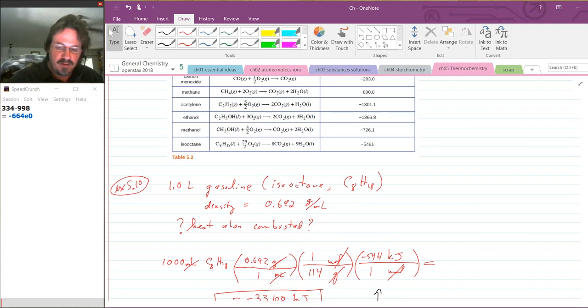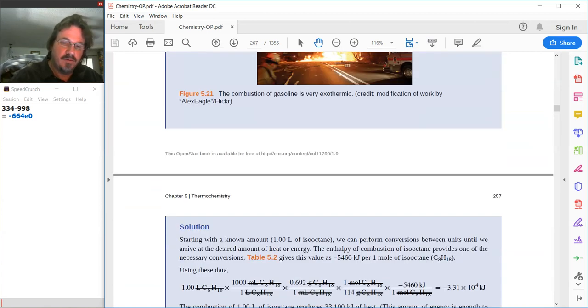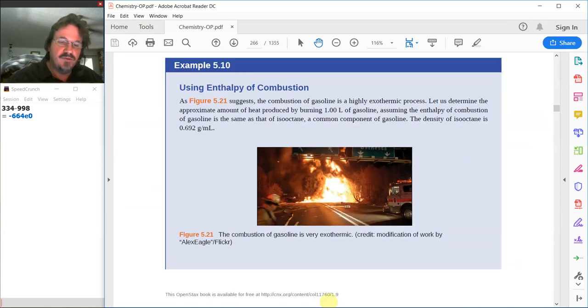So example 10. Scroll ahead here. It says use figure 21, or as figure 21 suggests. Alright, here we have a big burn going on the road. Gasoline must have been spilled and it's combusting. The combustion of gasoline, highly exothermic. Yeah, we knew that. Okay. Let us determine the approximate amount of heat that's produced when you burn 1 liter of gasoline. That looks like a lot more than 1 liter, but okay.